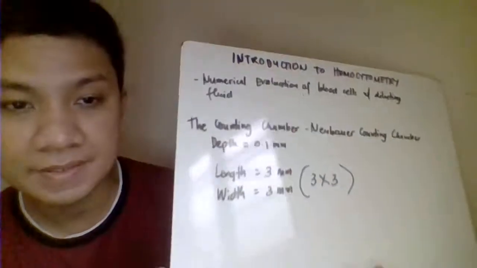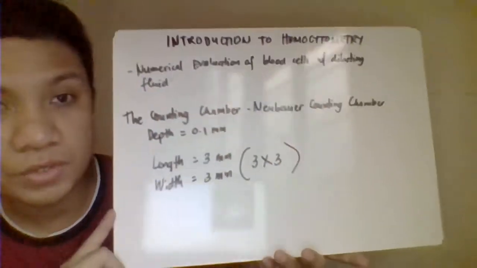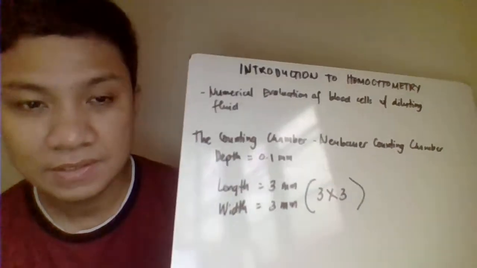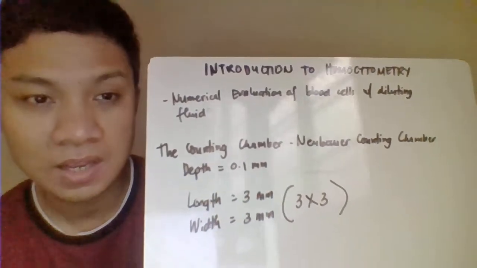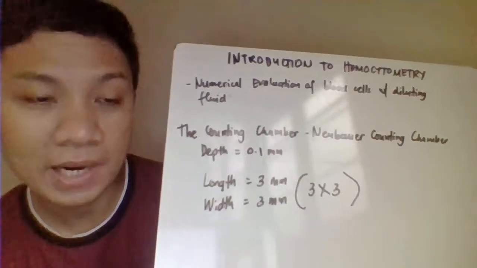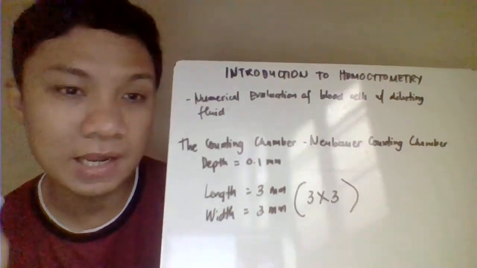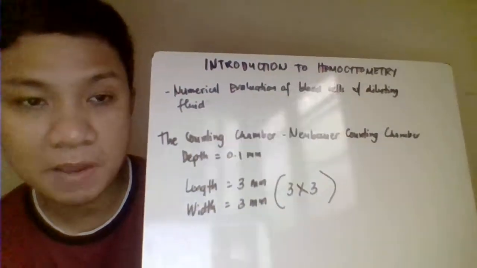Okay, so the next laboratory activity we have here is your introduction to hemocytometry. Hemocytometry is just a numerical evaluation that allows us to perform cell counting. So we are needing, number one, a counting chamber. You could have here your Neubauer counting chamber.